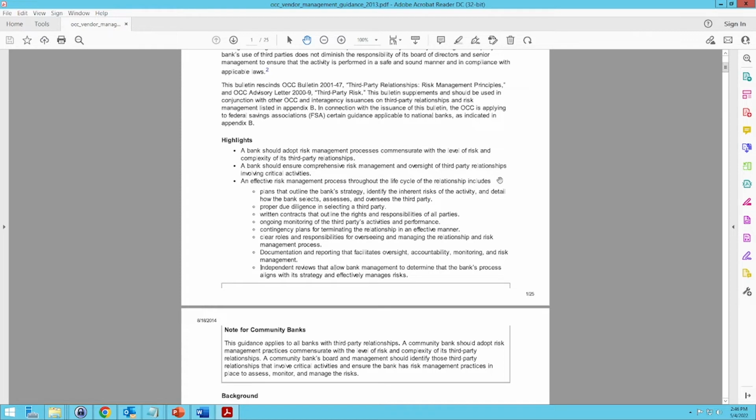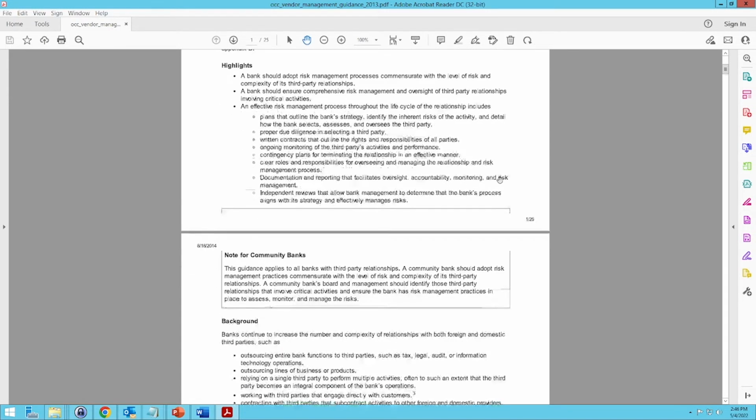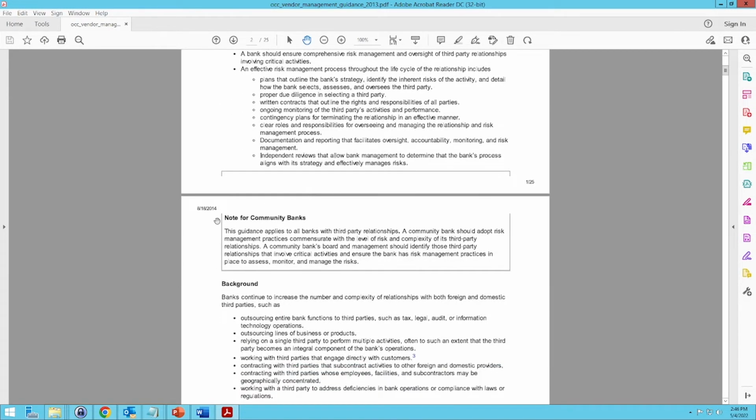These will be discussed later as we go over the 5 precepts, but it outlines what should be included in the vendor management process throughout the life cycle, having ongoing monitoring and due diligence processes after the vendor has been put in place. And then we also have a note for community banks, noting that risk management practices be commensurate with the level of risk and complexity to those third-party relationships. And following, it's the board and management's responsibility to identify those relationships that involve critical activities so they can properly address them through assessment, monitoring, and management.